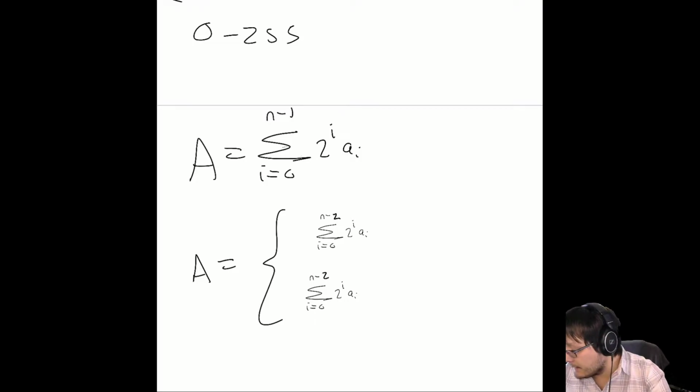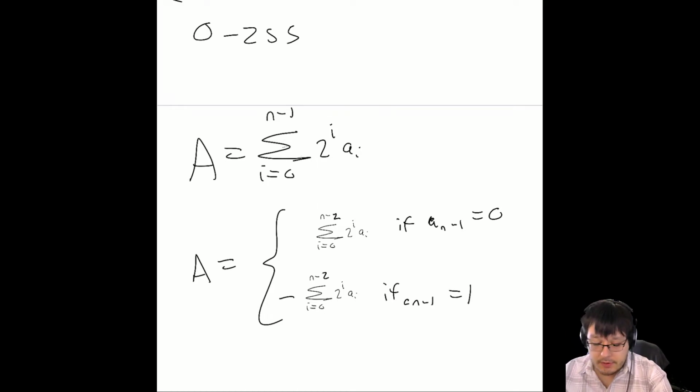And then 2^i a_i, if a_(n-1) is equal to 0, and if a_(n-1) is equal to 1, then just put a negative in front of that one. Okay, so that would be for sign magnitude.